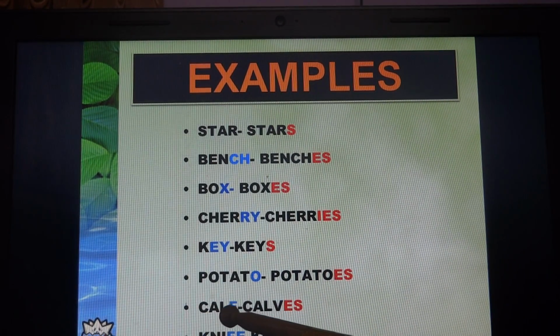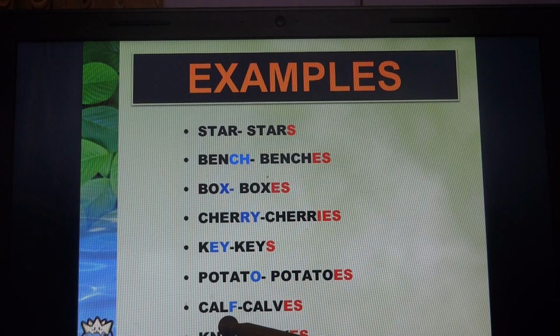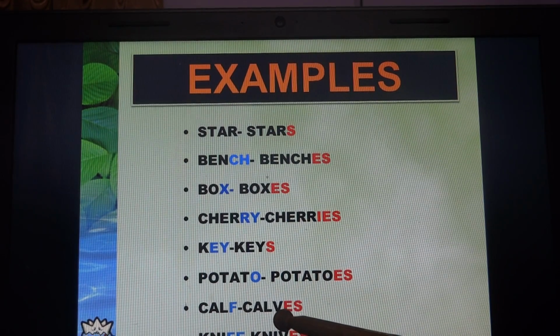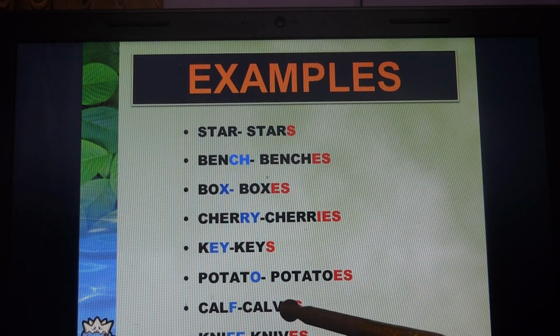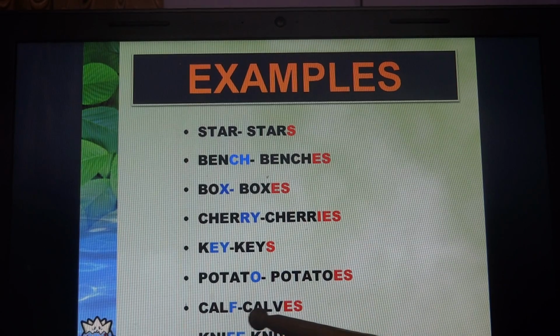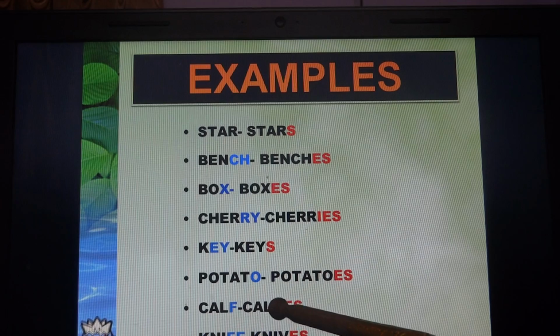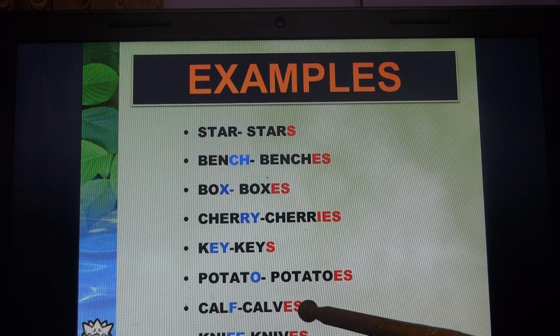Next is the word calf, where the word is ending with f. So any word that is ending with f preceded by a consonant is changed into plural by adding ves and we will remove f. Remove the alphabet f and add ves.